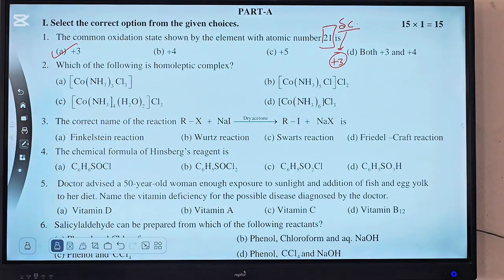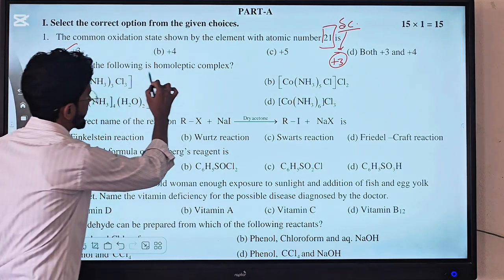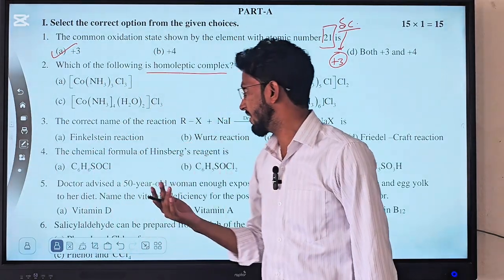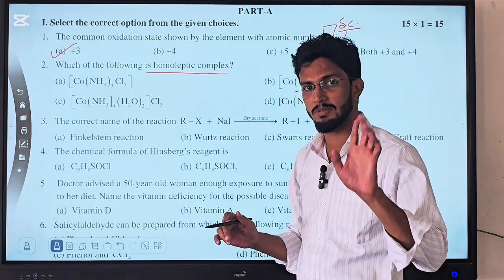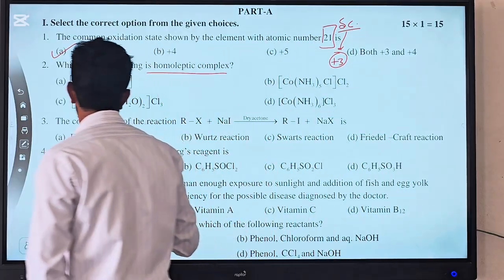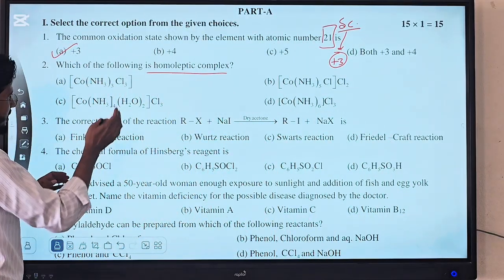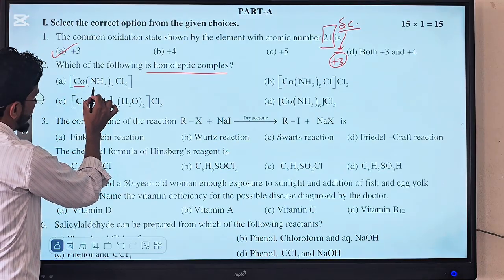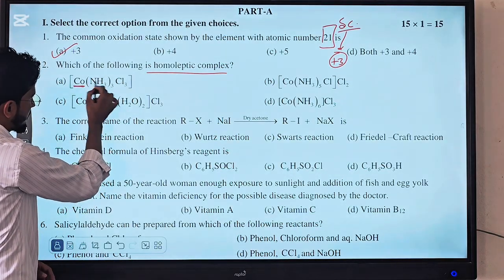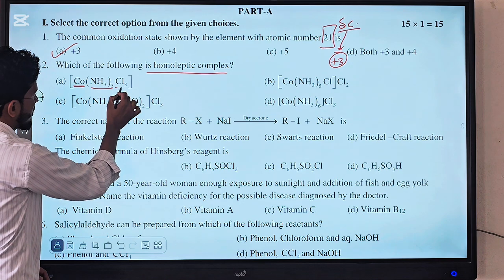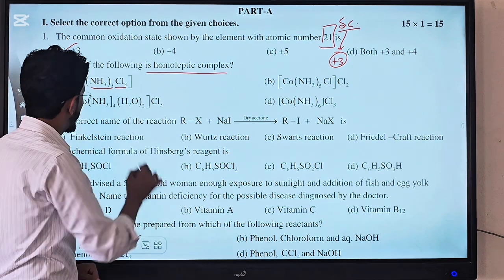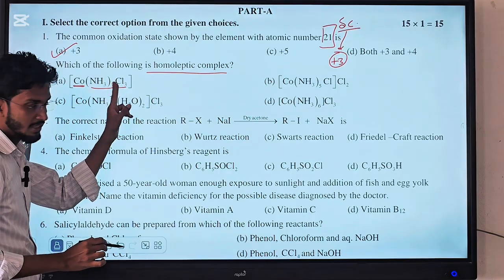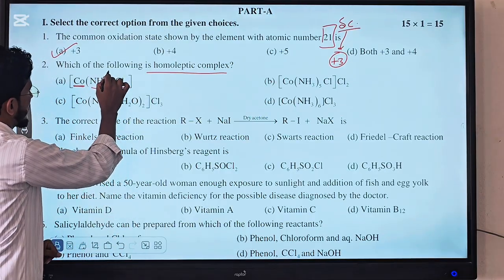The answer will be +3. Next, which of the following is a homoleptic complex? Homo means same, leptic means ligand. Homoleptic complex means the same type of ligand is present in the complex. As we know, ligands are present inside the big bracket, where one is the central metal atom, and this central metal atom is surrounded by ligands. Here, how many types of ligand? Two types of ligand, one is ammonia, the other is chlorine. This is not homo, meaning the same ligand is not present here. That's why it is heteroleptic.